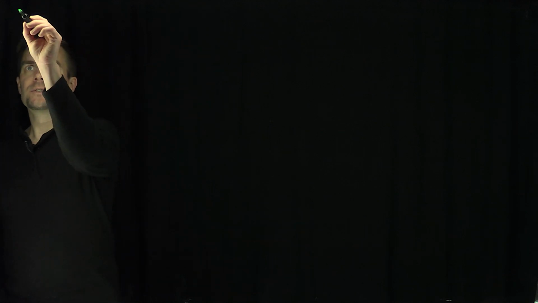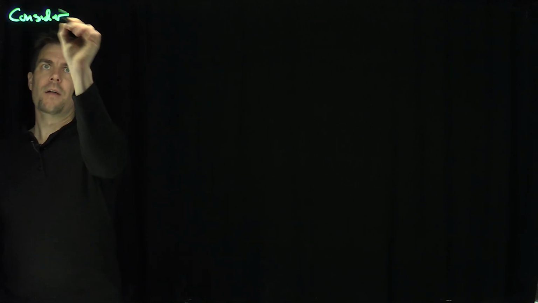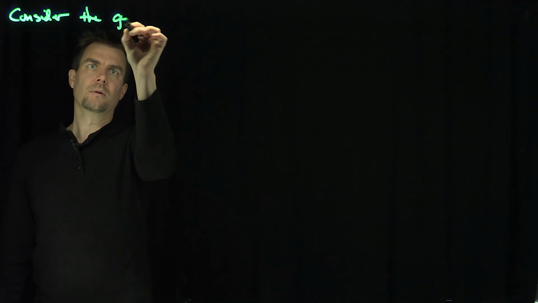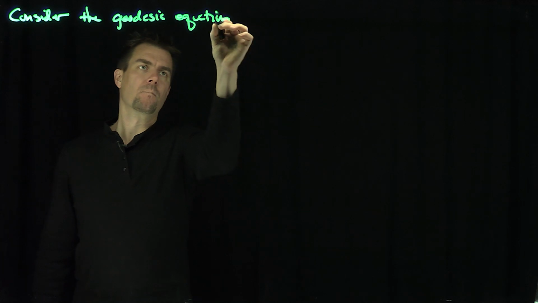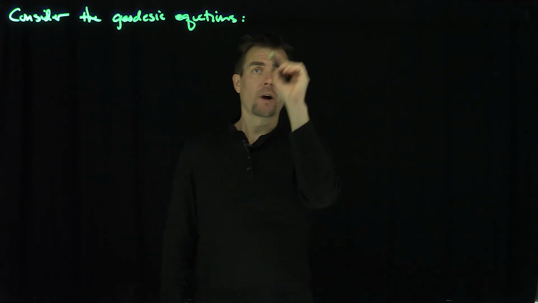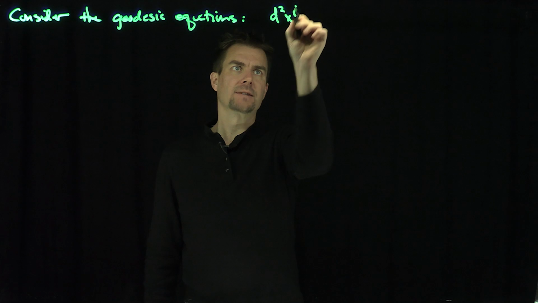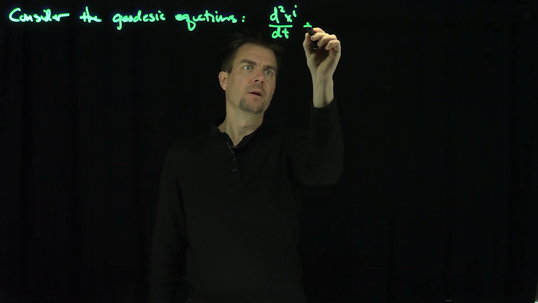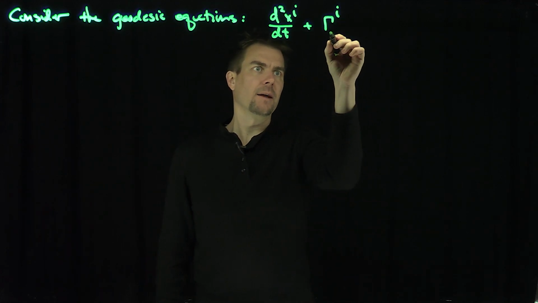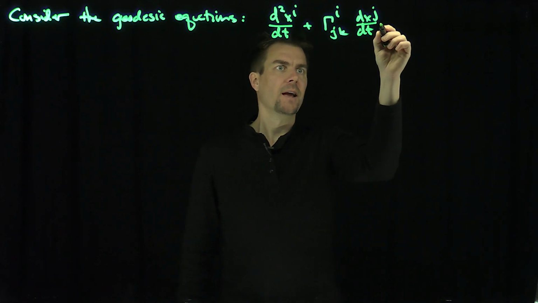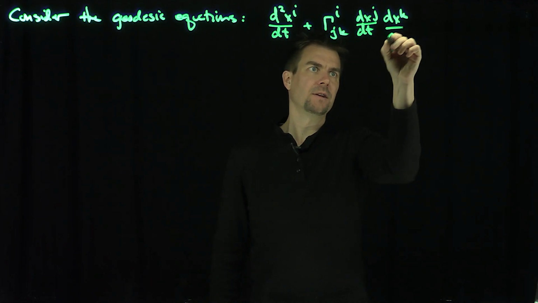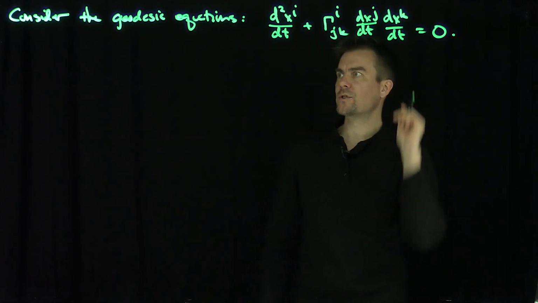Hello students, in this video we'll consider the question of geodesics on surfaces of revolution. Let's consider the geodesic equations. The geodesic equations are d squared x^i/dt^2 plus Gamma^i_jk dx^j/dt dx^k/dt equal to 0. So these are the geodesic equations, right?